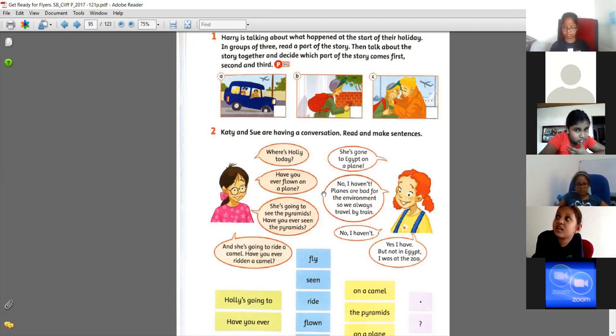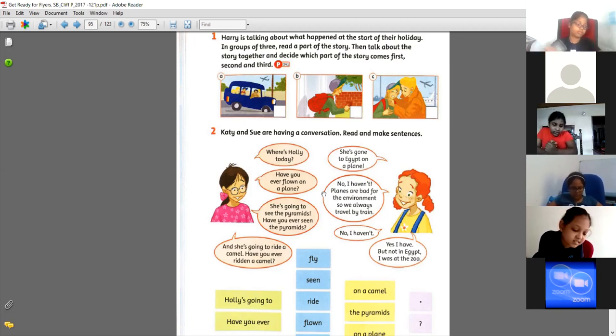But the first picture's starting will be given by them. After they give the starting, you have to take the continuation from there. So there will be four pictures for you all.